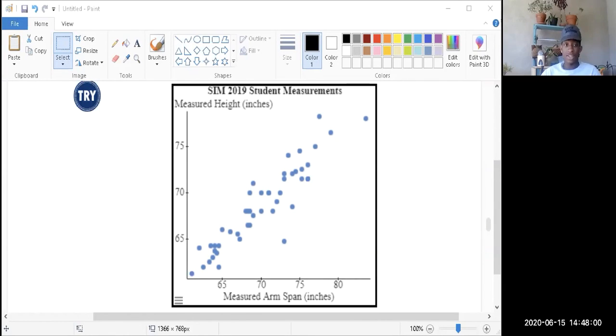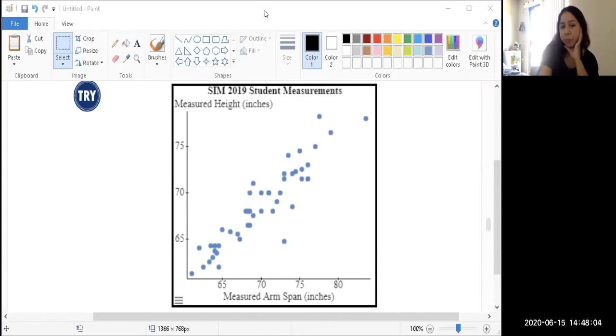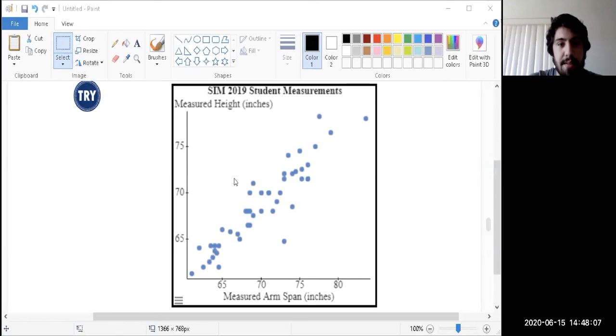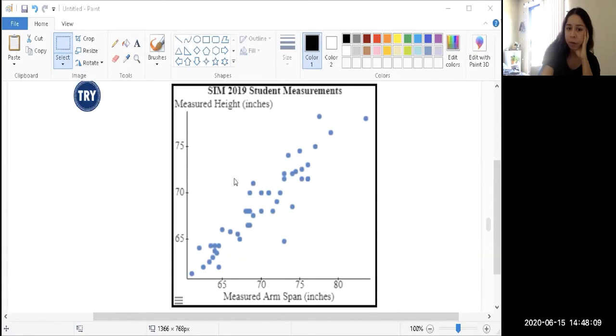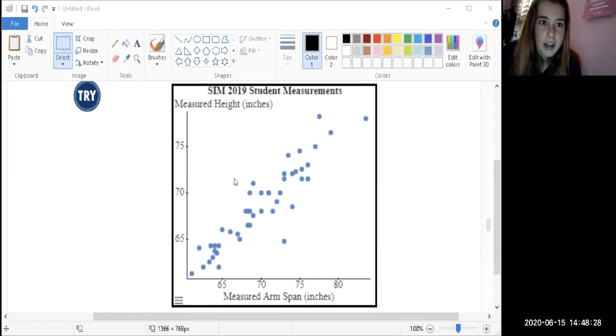I don't know. That's a lot of dots. I think there are 2 variables, no? Yeah, you're right. And there's one more, arm span. So there are two things that you're observing, and those are your variables. Go ahead. The student's height and the arm span. Yeah.